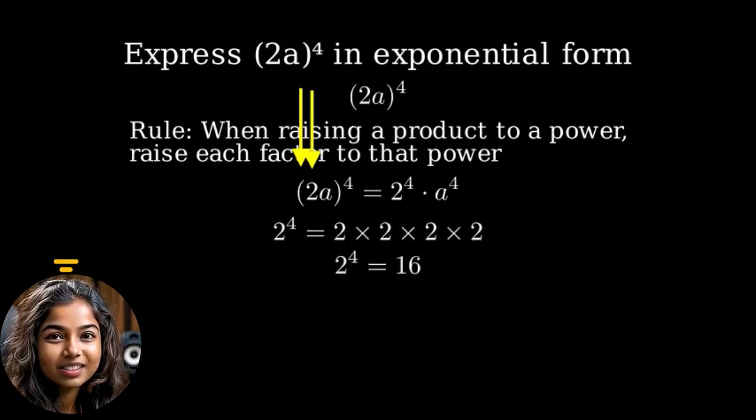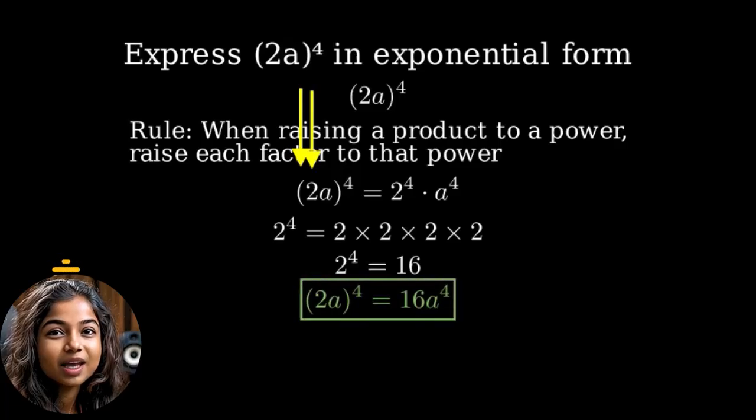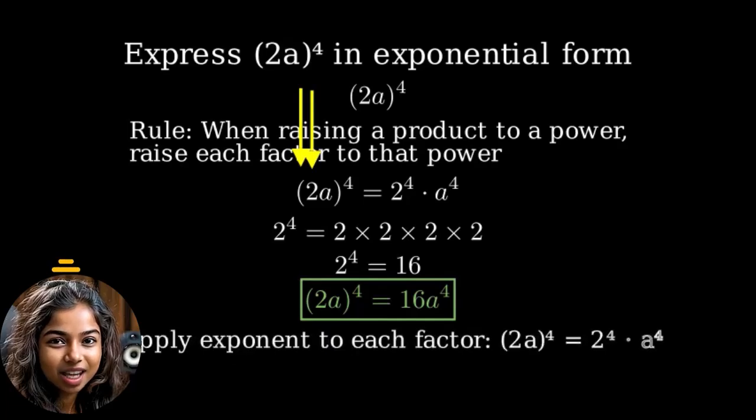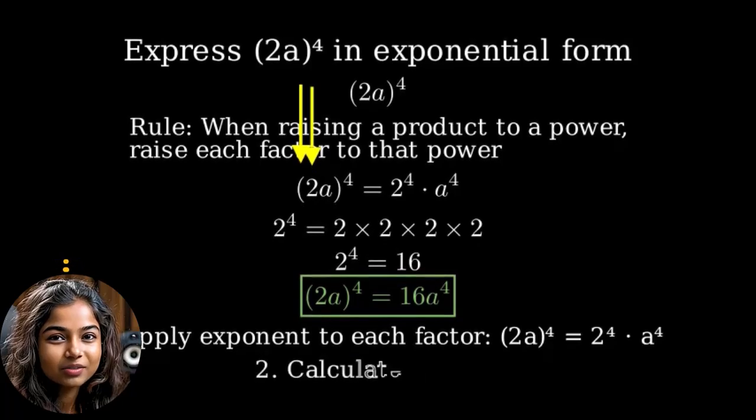Now, let's calculate 2 to the 4th power. 2 to the 4th is 2 times 2 times 2 times 2, which equals 16. Therefore, our final answer is 16 times a to the 4th power. Let's review what we did. First, we identified that we needed to apply the exponent to each factor separately. Then we calculated 2 to the 4th power, which is 16.